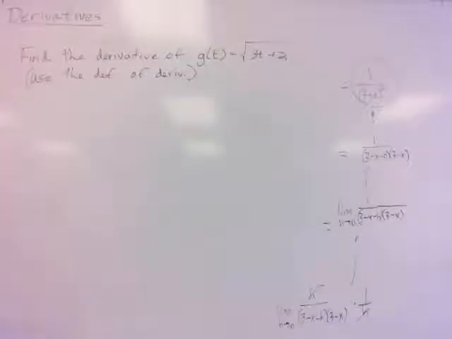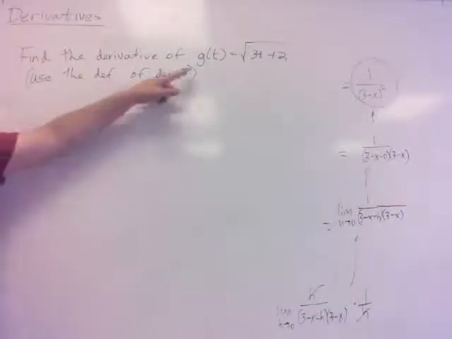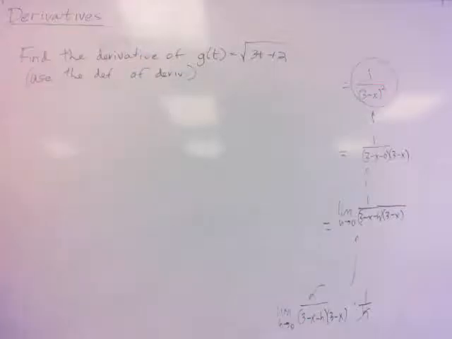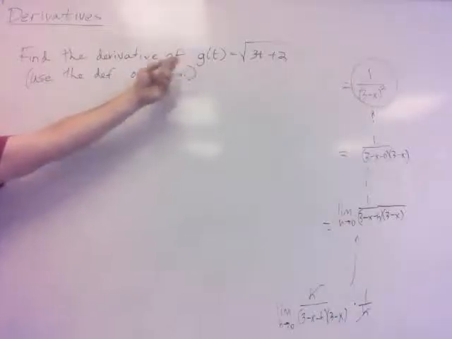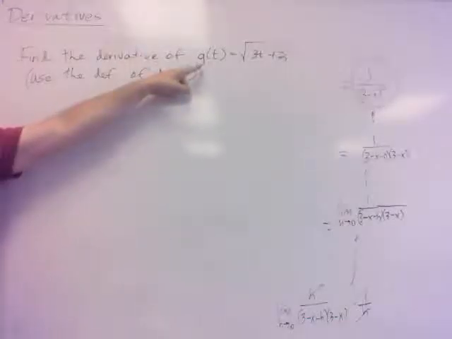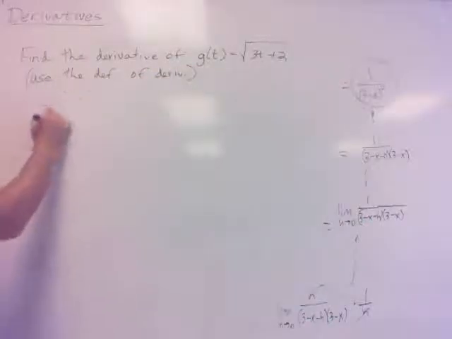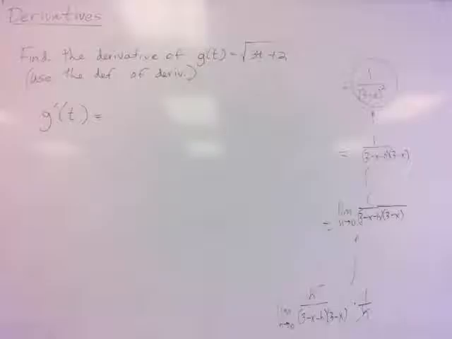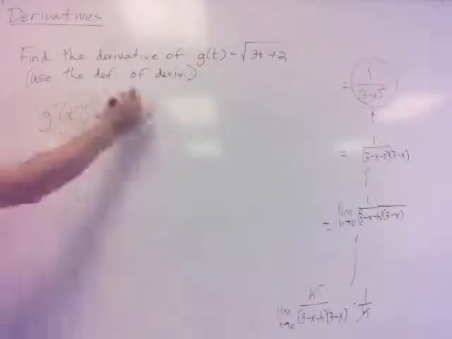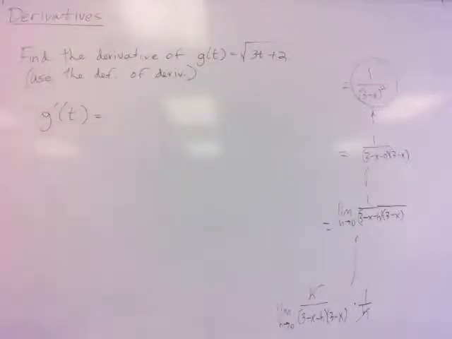I guess it should be pointed out, the definition is in terms of f prime of x. Well, it goes the same for g of t, doesn't it? If I'm trying to find the derivative of g of t, I'm trying to find g prime of t. Instead of f prime of x, I'm finding g prime of t. All right, and so what is g prime of t by the definition of derivative going to be?